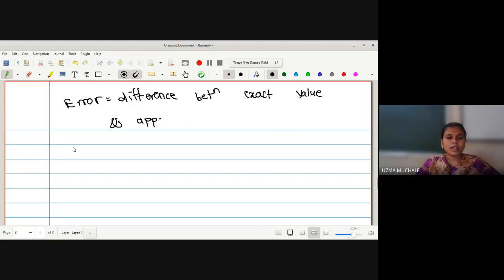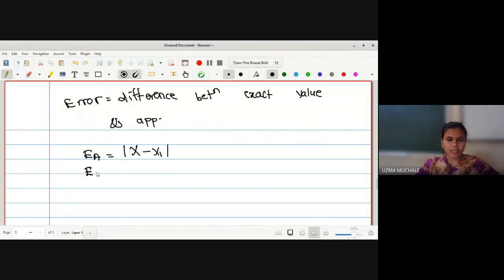Okay. Next is absolute error. The name itself suggests that we write it in the form of modulus of x minus x1. Suppose x is the true value and x1 is the approximate value. Whatever number we get should be positive, hence we put the modulus. That is absolute error.